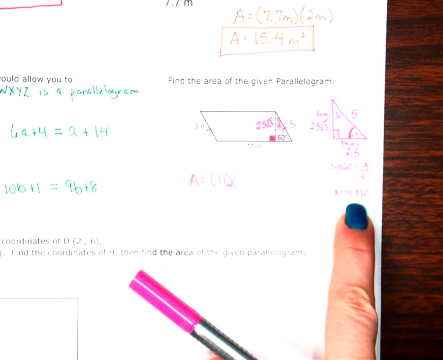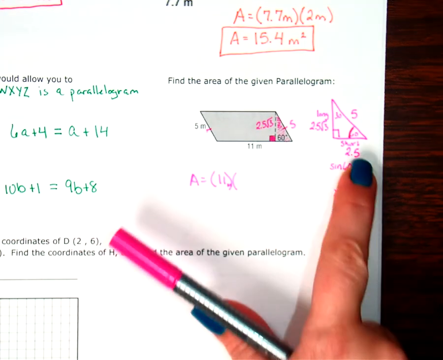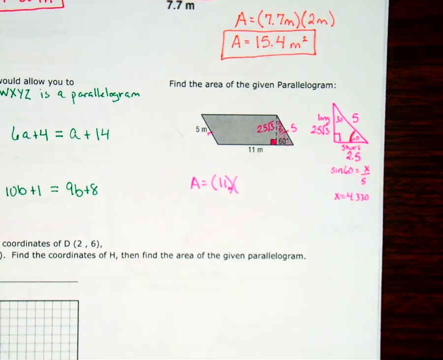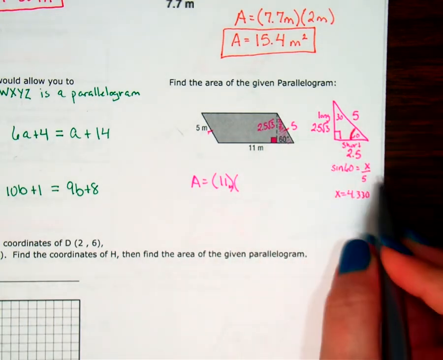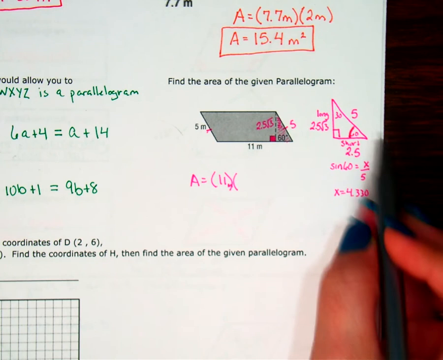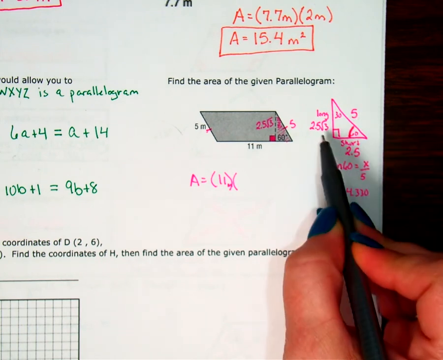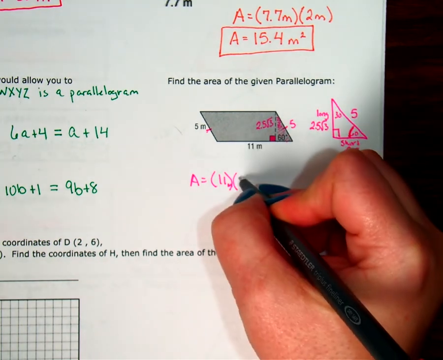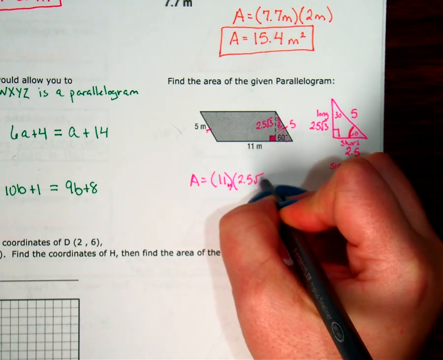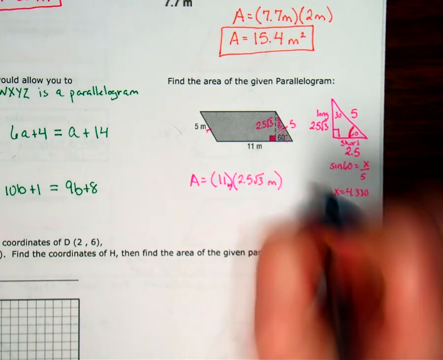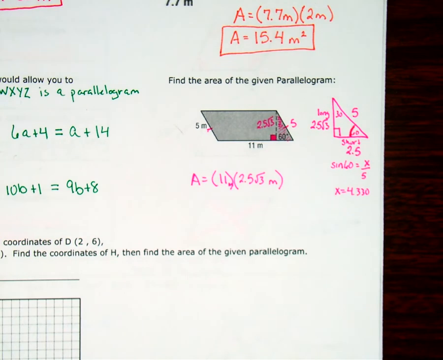Okay, so you can use either method, trig, or if you remember your 30, 60, 90 rules, you can use your 30, 60, 90 rules. I like the 30, 60, 90 rules because I don't have to do this math. I can just go, oh, divide that by 2, stick a square root of 3 on it. And this is 2.5 square roots of 3 meters for my height.